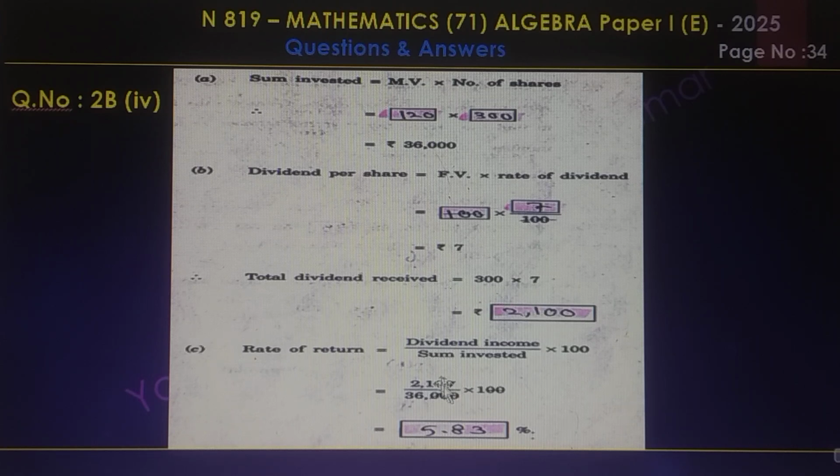The dividend income and sum invested in rupees: we are getting 2100 and 36,000 into 100, and we are getting 5.83%.